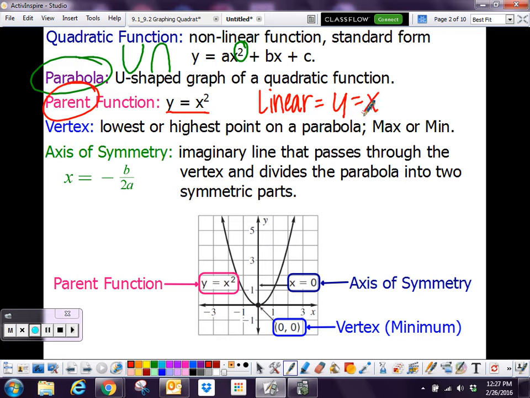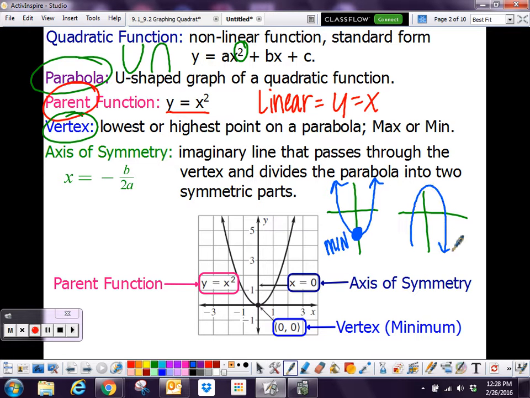We're going to look at what a vertex is. It's going to be the lowest or the highest point on a parabola. So if I draw two little graphs here, let's say I have a parabola that looks like a U. My vertex is going to be this point down here. Since that's the lowest point on the graph, that would be a minimum. If I look at a graph that looks more like an N, here is my vertex, that's the highest point on my graph, so that would be a max. You're going to have to know min or max to be able to get these in your calculator.